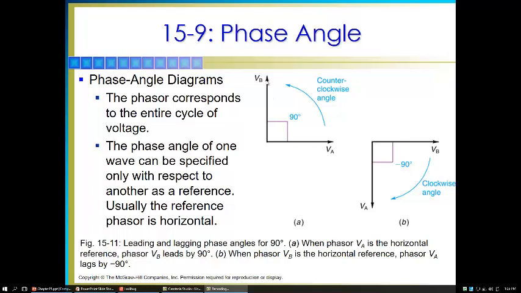Now, if I want to take wave B as a reference, then I place wave B on the horizontal line. Because B is leading A, we can also say that A is lagging B, so the angle is going to be in the negative direction here, the clockwise direction, by 90 degrees. In the first case we say that B is leading A by 90 degrees. In this case we say that A is lagging B by 90 degrees.